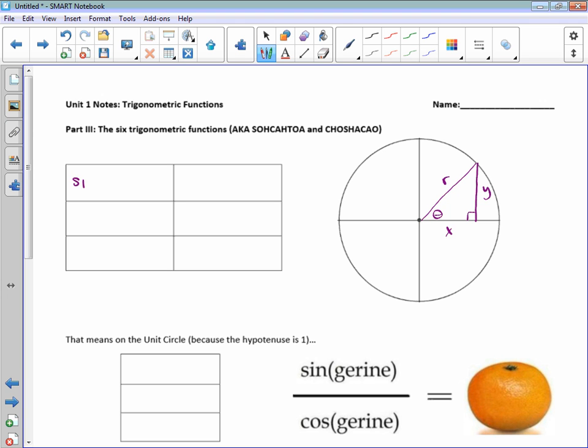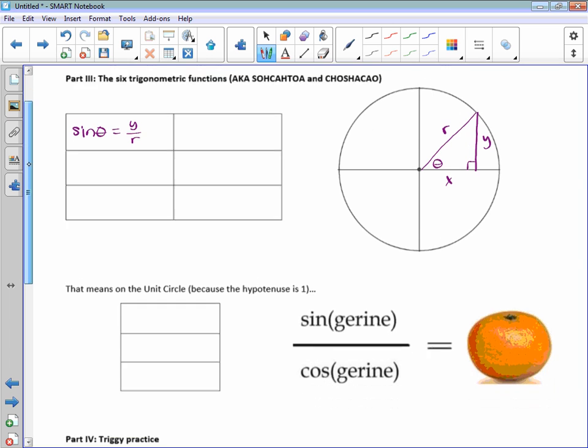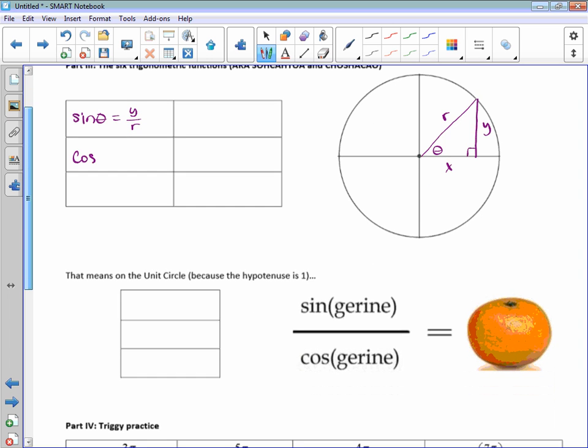So sine of theta. Sine of that angle, what do you think that is? Y over R, good. What about cosine of theta? Just say it, guys. X over R. Tangent of theta. Y over X, good.